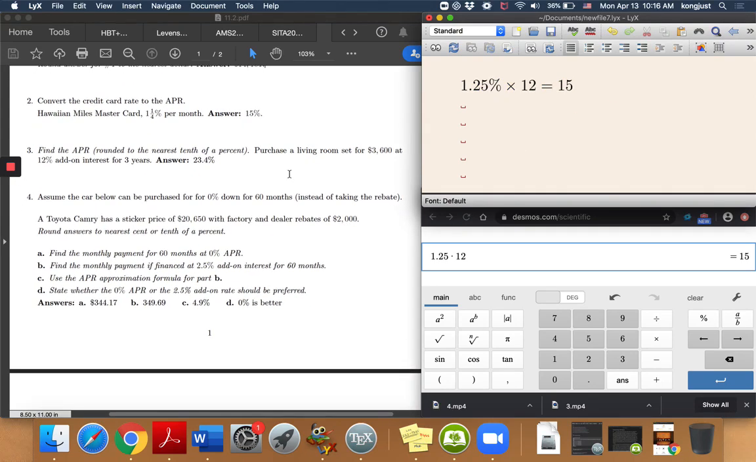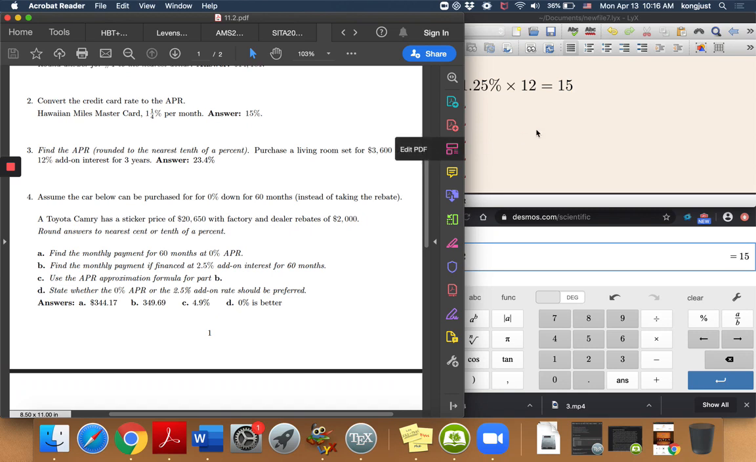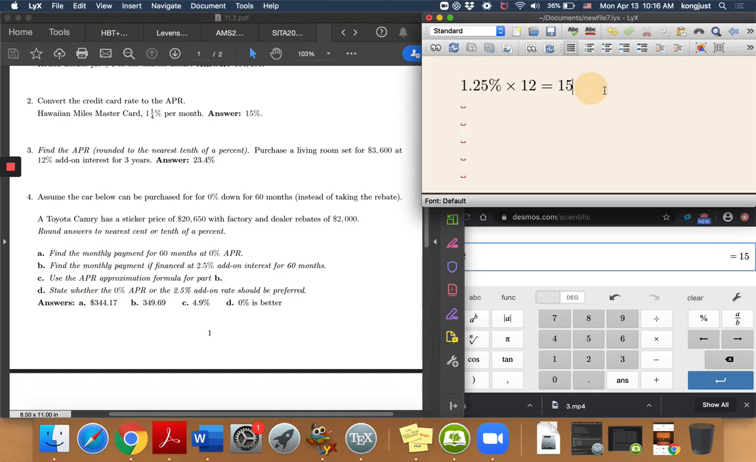Number 3. Find the APR rounded to the nearest percent. So this is an estimated APR. Purchase a living room set for $3,600 at 12% add-on interest for 3 years. Ooh, that's not good. Okay, let's see. So $3,600, 12% add-on interest for 3 years.